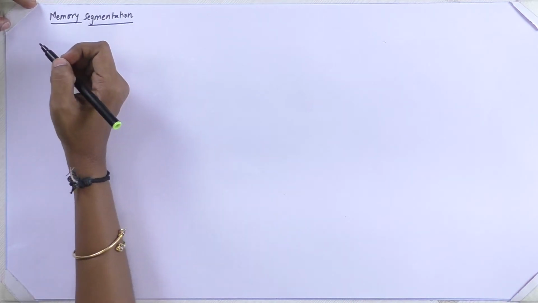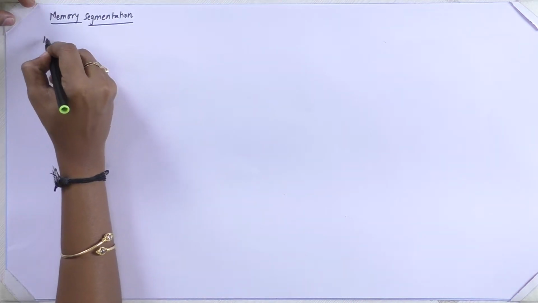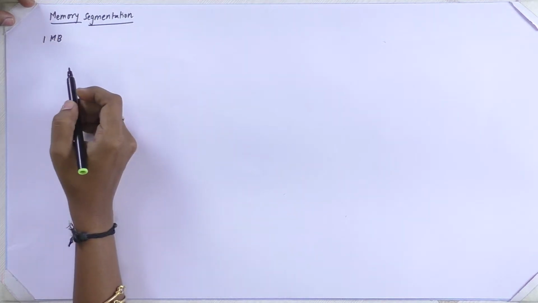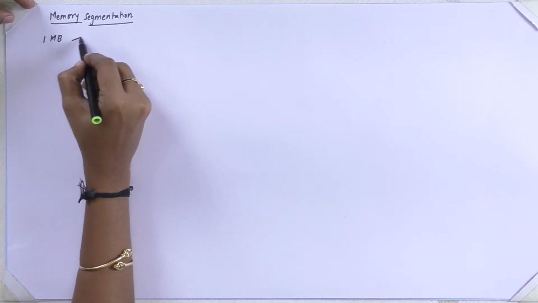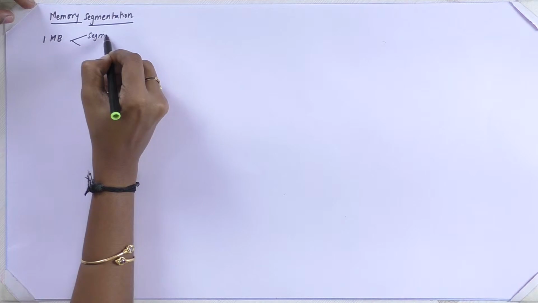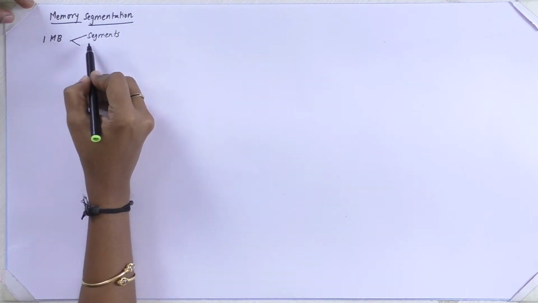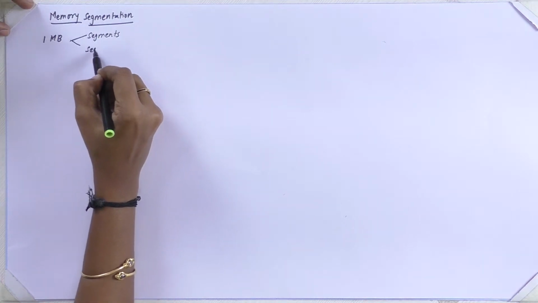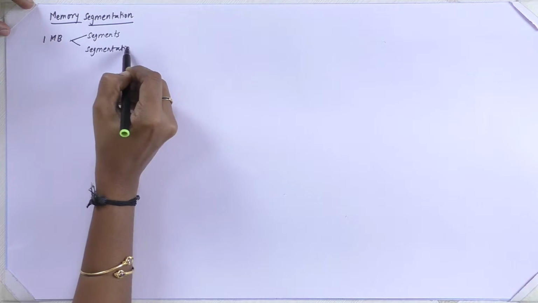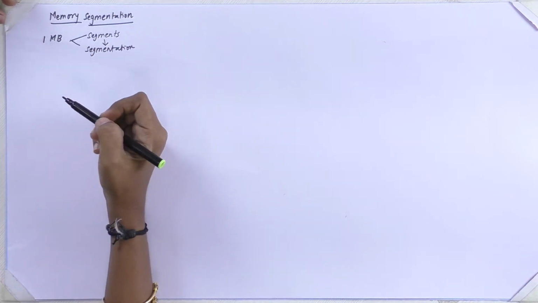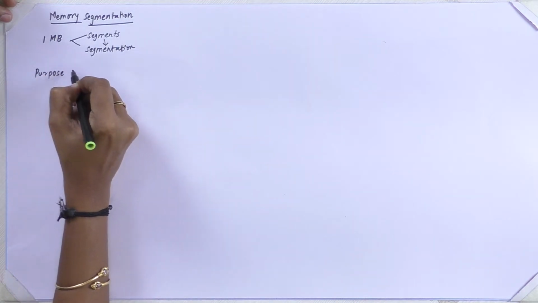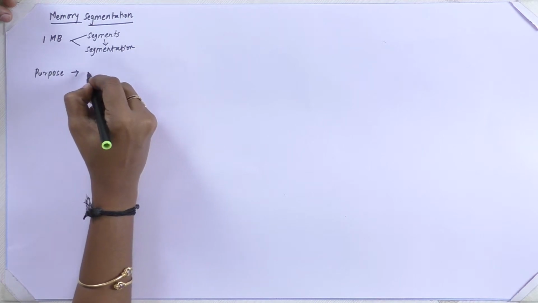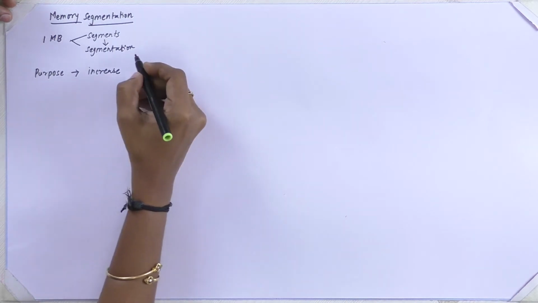We already know that the total memory capacity of 8086 microprocessor is 1 megabyte. So this 1 megabyte of memory size is divided into segments. This process of dividing memory in such a way, that is into segments, is called segmentation. The purpose of segmentation is to increase the execution speed of the processor.